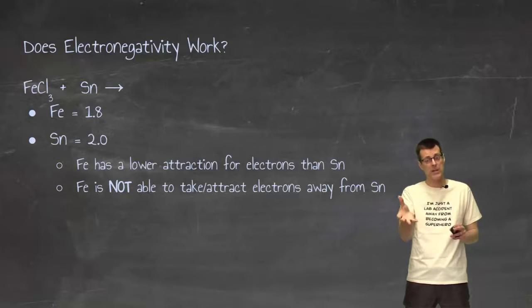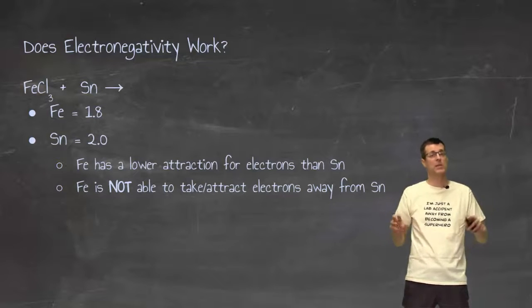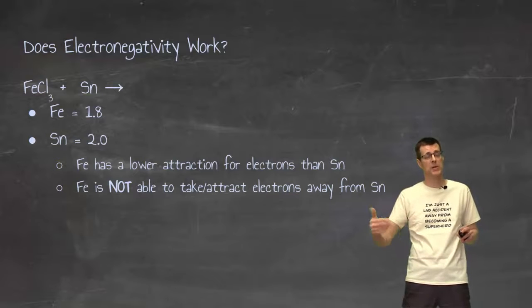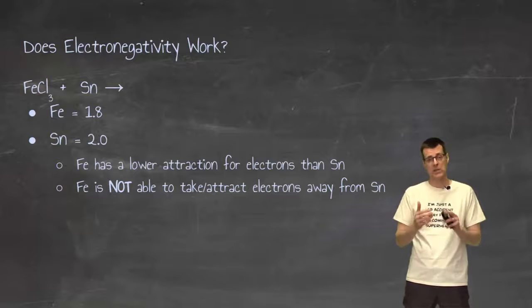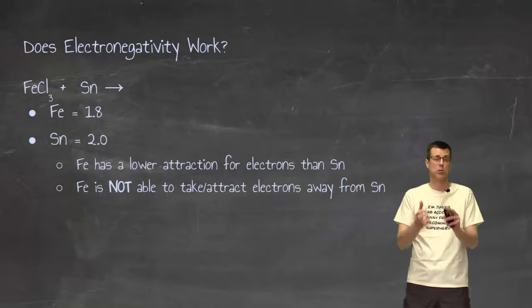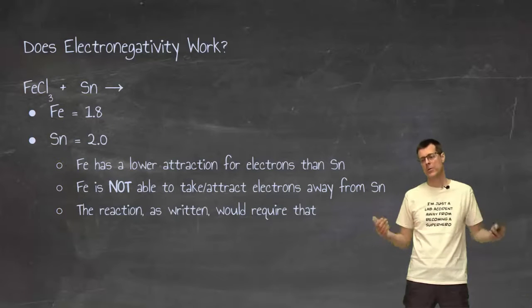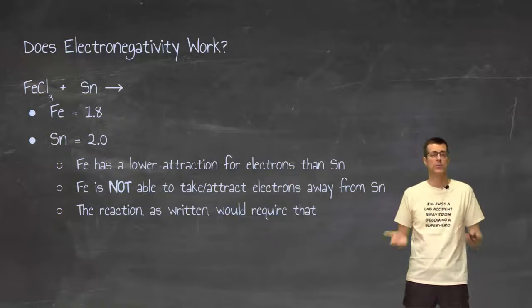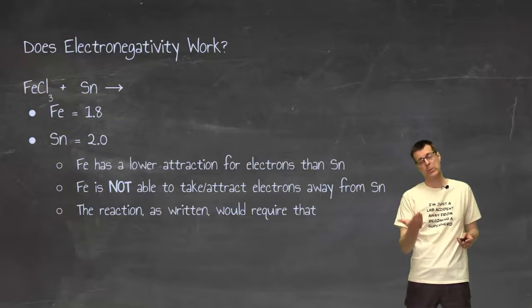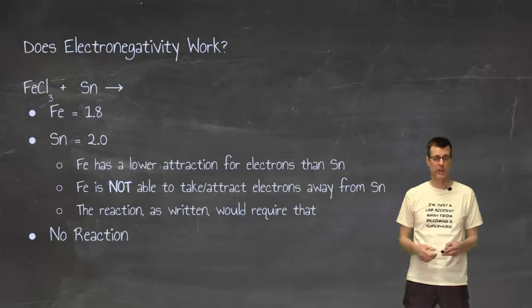So tin has electrons right now, it's neutral, and it has electrons, let's say, available to lose so that tin becomes a positive ion, but iron does not have the electronegativity, does not have the attractive force to pull electrons away from tin. So at that point, the reaction as it's written cannot go forward because it would require iron to take electrons from tin, so I would say no reaction.